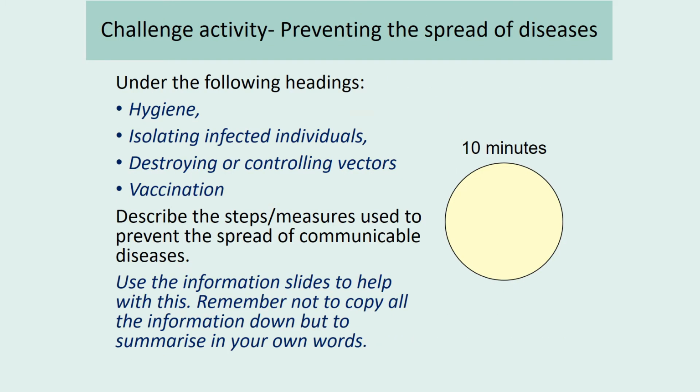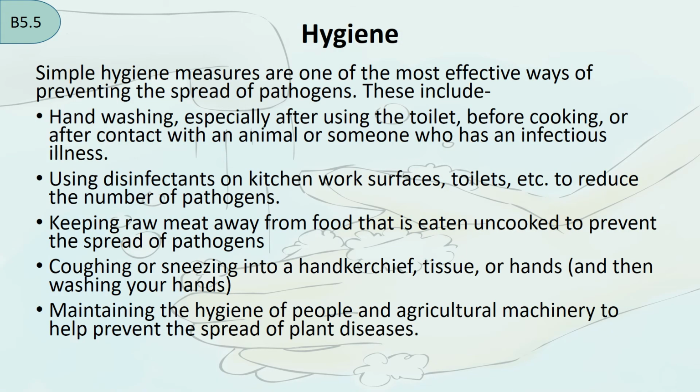Okay, so on the next few slides we've got coming up, we have got 4 headings: hygiene, isolating people, destroying or controlling vectors, and vaccination. And these are the main measures that would be used to prevent the spread of disease. So hygiene is the most basic, isolation, destroying or controlling the vectors, and vaccination is a preventative. So go through these slides, pause them so that you can see them. I'll leave them on there for a bit.